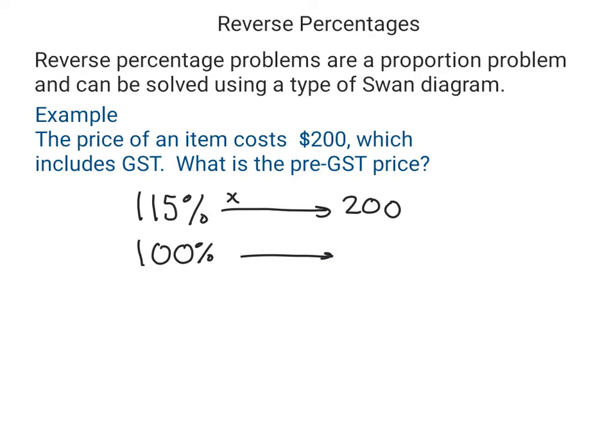Now the question is what's the multiplier that gets us from 115 to 200? Well, we just do 200 divided by 115, and that gets us 1.7391. And the multiplier here has got to be exactly the same. So 100 multiplied by 1.7391 is 173.91. Now it's in dollars. One thing you've got to remember, in a question like this, we must give our answer as a sentence. So I would probably say the pre-GST price is $173.91.